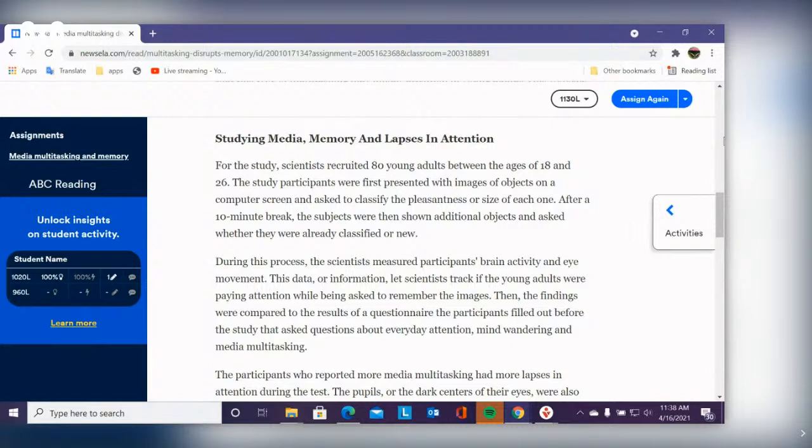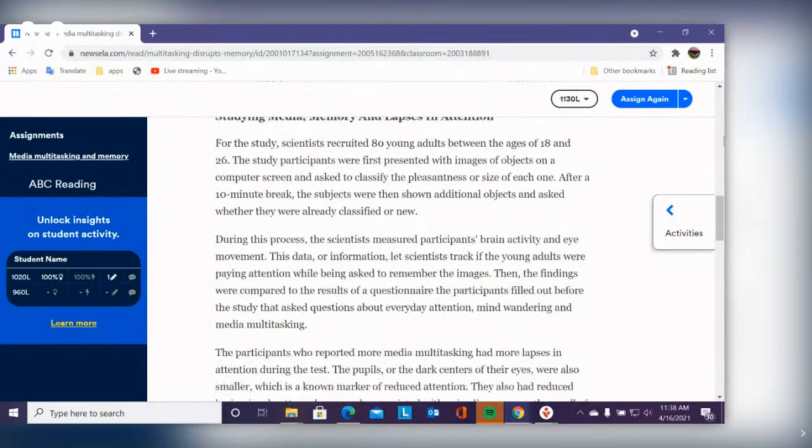This data let scientists track if the young adults were paying attention while being asked to remember the images. Then the findings were compared to the results of a questionnaire the participants filled out before the study that asked questions about everyday attention, mind wandering, and media multitasking.